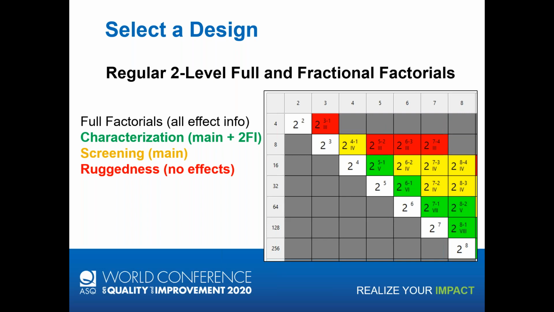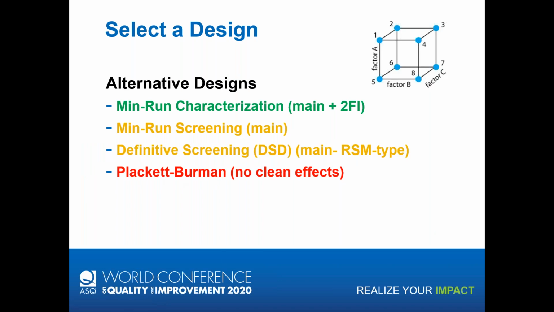And you can literally lose your main effects if you do a design like a resolution 3 design to find main effects in the presence of two-factor interactions. You will run into problems. You may get some correct information, but you probably will not get all correct information. So we want to set ourselves up for success with a good design. But those resolution 3 designs are great for ruggedness testing, trying to find no effects.